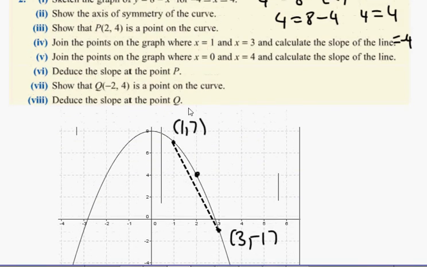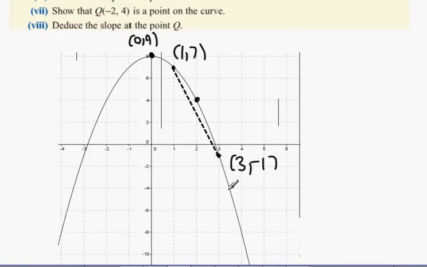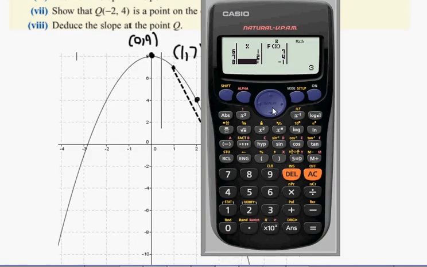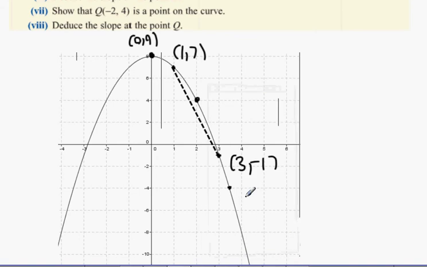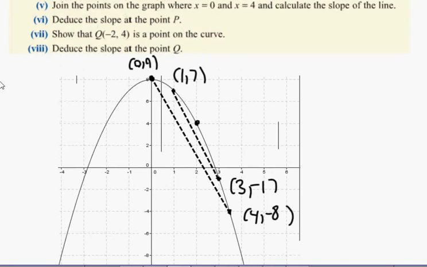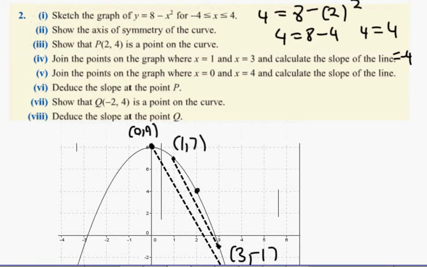Now, same deal. X equals 0 and x equals 4. X equals 0 is 0, 9. X equals 4 is going to be, anybody know the point for x equals 4? 4, minus 8. Once again, you get the slope between the two of these, and what does the slope turn into? Minus 4. They're meant to be parallel. It just happens that I haven't drawn them parallel. So that's going to be minus 4 as well.